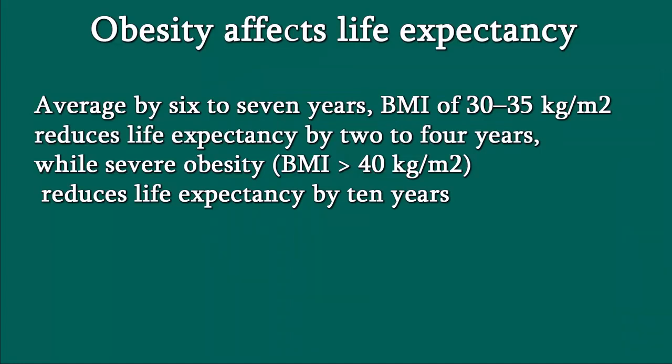A number of reviews have found that mortality risk is lowest at a BMI of 20 to 25 kg per meter squared. On average, obesity reduces life expectancy by 6 to 7 years. A BMI of 30 to 35 kg per meter squared reduces life expectancy by 2 to 4 years, while severe obesity, or those with a BMI greater than 40 kg per meter squared, reduces life expectancy by 10 years.